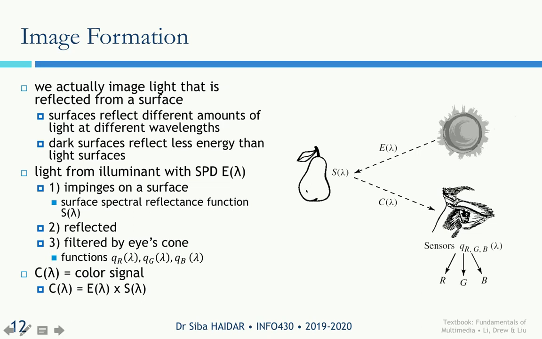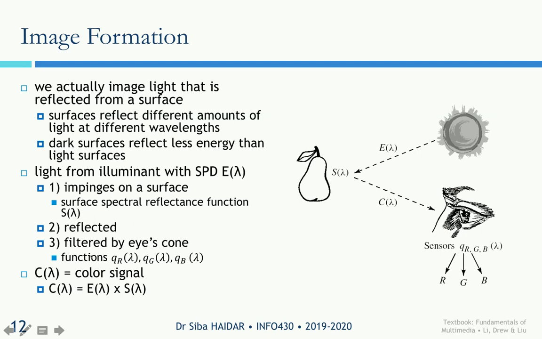It impinges on a surface, and not all surfaces behave the same way. If you direct a light on a book, it is not like if you direct a light over a glass, a paper, over water, etc. So every surface has its own function, which is called the surface spectral reflectance function, noted S of lambda. And then the light, when it impinges on the surface, is reflected according to the surface function. And then it comes to the eye, and then it is filtered by the eye's cones.